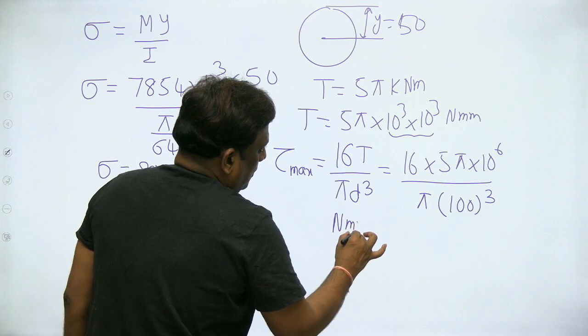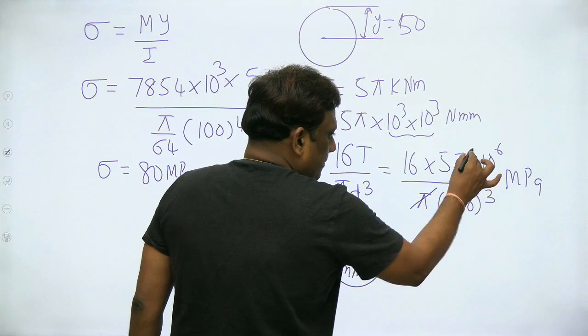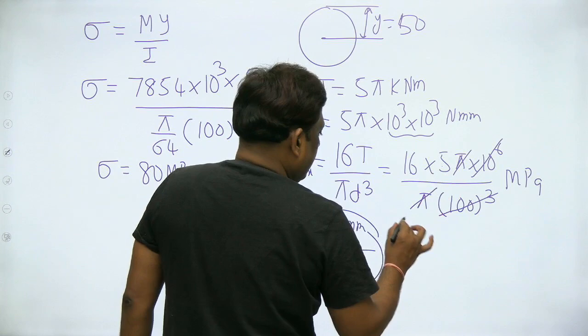Because from Newton meter I converted, and d cube is mm cube. So this will be in Newton per mm square. Newton per mm square is nothing but megapascal. So pi is gone. 100 power 3 is 10 power 6, 10 power 6, 16 5s, it is 80. The maximum shear stress is 80 megapascal.